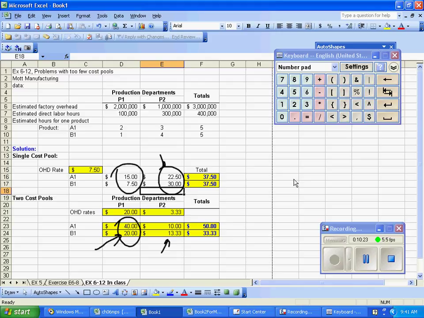And so the point is, by breaking this down into these two smaller cost pools, you've got a more accurate read of what your total cost is.